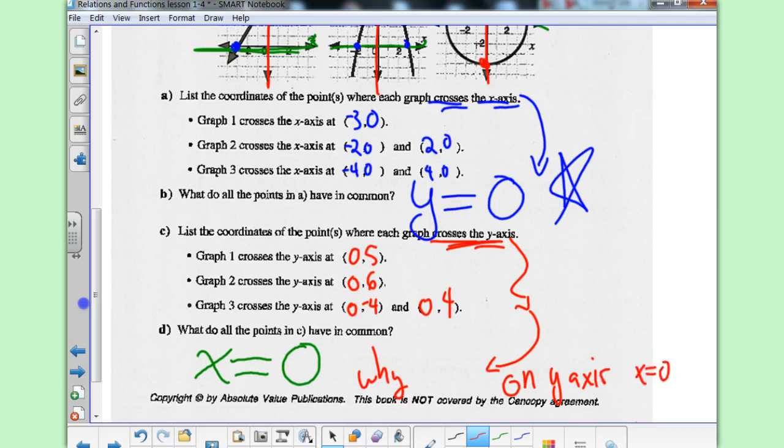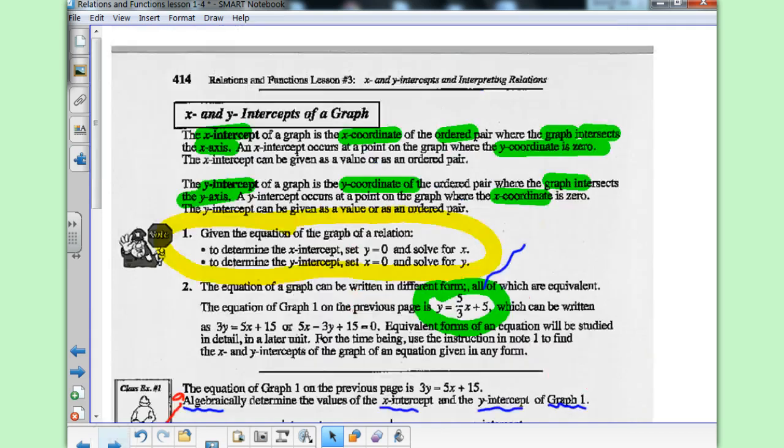And clearly, if you're on the x-axis, you cannot be up or down. You must be y equals 0. And that's important to remember or understand, because obviously we don't want to have to memorize that. We want to use it, right? When we go to the next slide, there's some important notes.